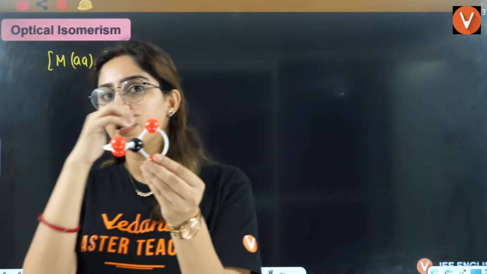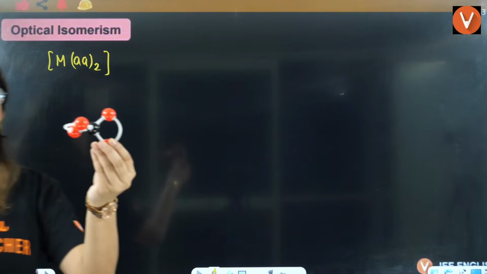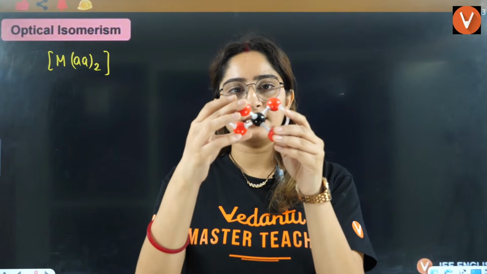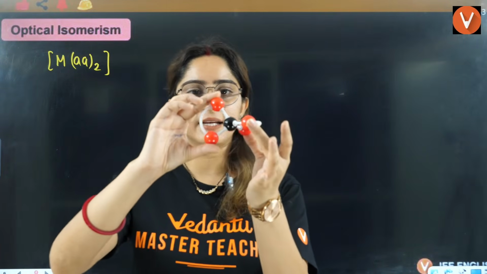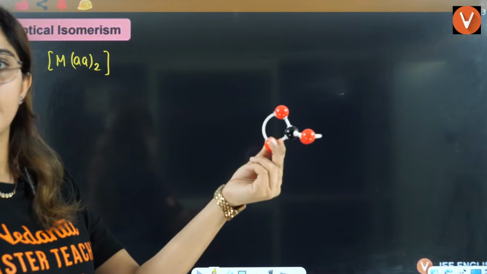So if you see, can you pass a plane of symmetry here? Tell me. Can you pass a plane of symmetry here? See, if I see it like this, can you see this?